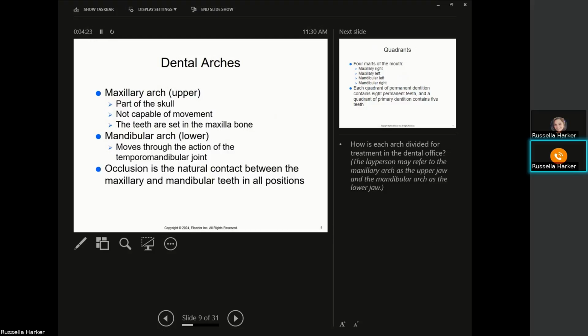Occlusion is the natural contact between the maxillary and mandibular teeth in all positions. So when the mouth is closed naturally, the teeth are in occlusion. So you will hear the word occlusion a lot, and that is when the teeth are closed naturally together.